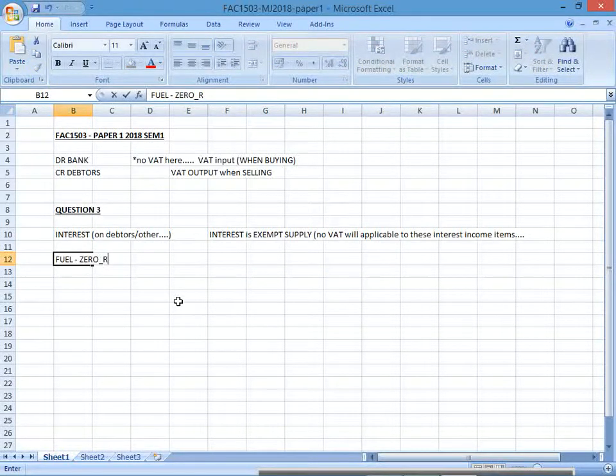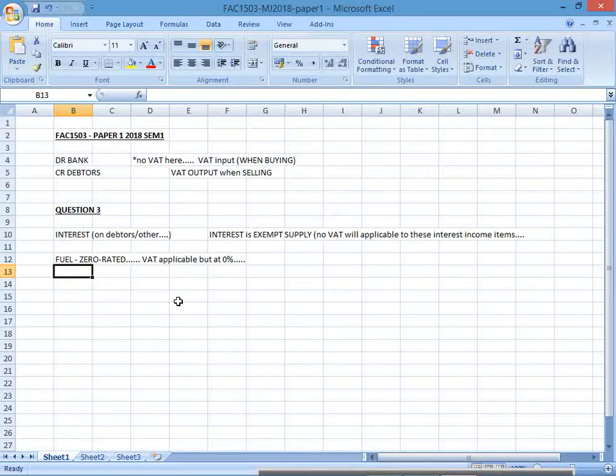zero rated supply. So there is VAT here, but the VAT is at 0%, meaning the petrol station can still claim input VAT on all their expenses, right? Because the petrol station would have to pay for maybe rent, they might pay for equipment, and those items, those assets will have VAT. So VAT applicable, but at 0%.